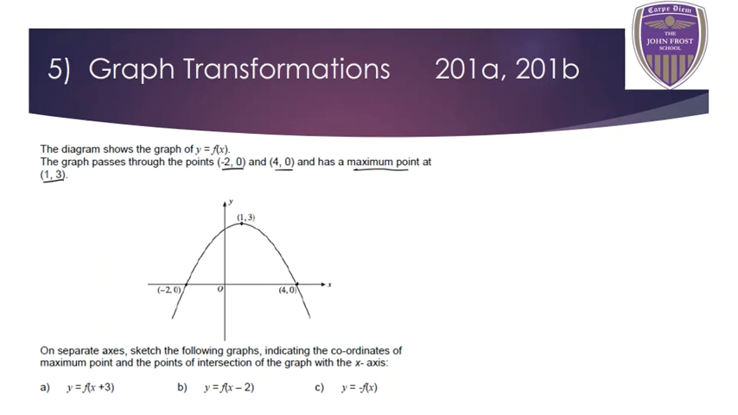We are being asked here now on separate axes to sketch these graphs here, indicating the coordinates of the maximum point and the points of intersection of the graph with the x-axis. So the first one here we're going to focus on is y equals f of x plus 3. And if you remember, when we're in the function x plus 3, then we perform the inverse operation to the x coordinate. So that's what we're going to focus on for this question here.